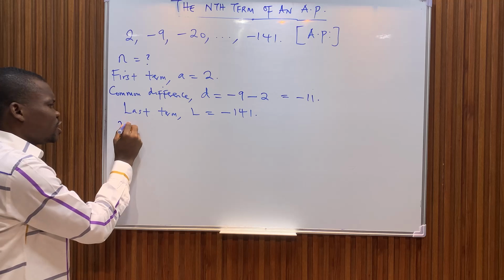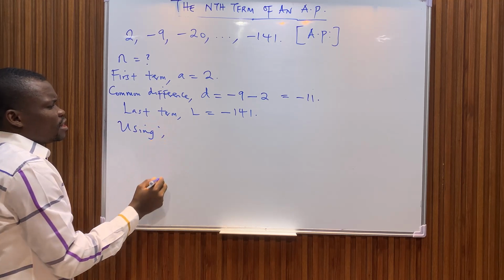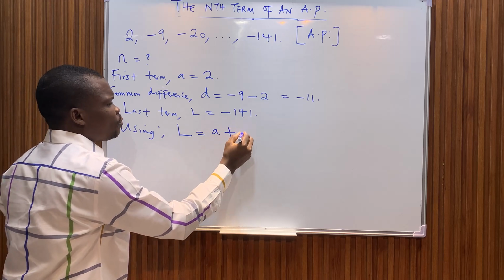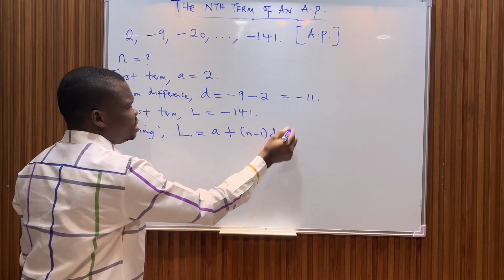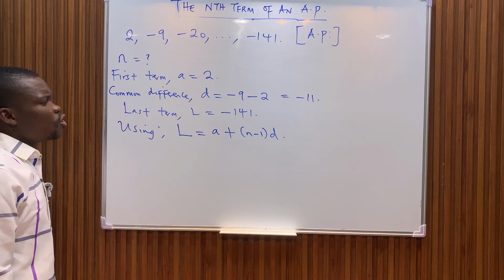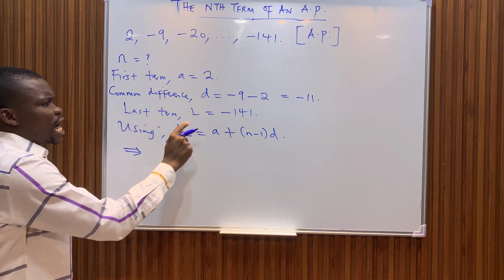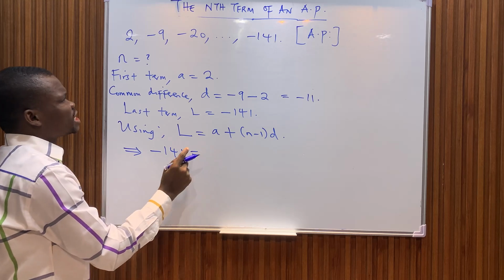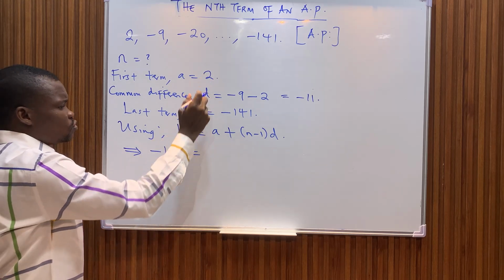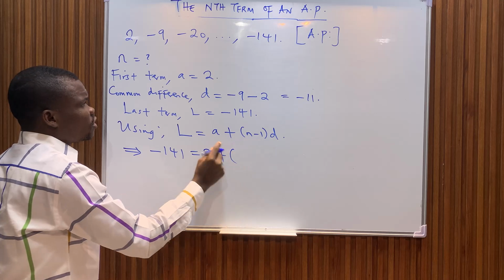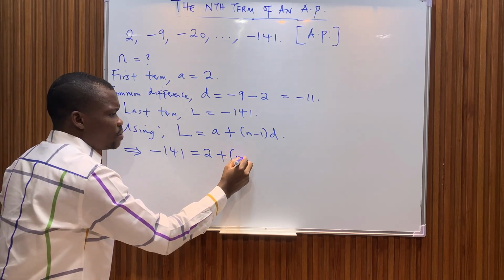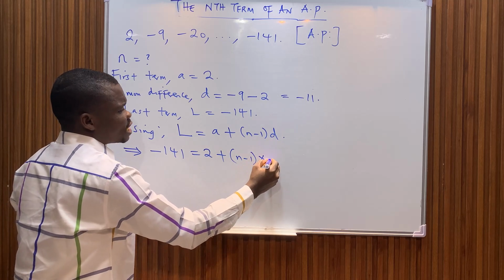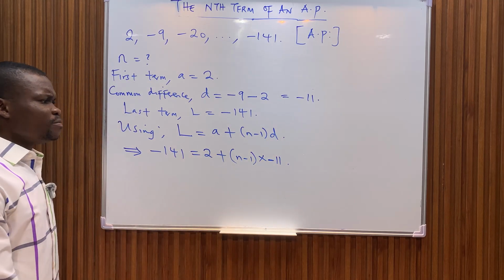Using the formula I established earlier, the nth term, also called the last term, is given as a plus n minus 1 times d. So this implies that our last term, minus 141, equals our first term, 2, plus n minus 1 times the common difference, minus 11. Now let's simplify this.